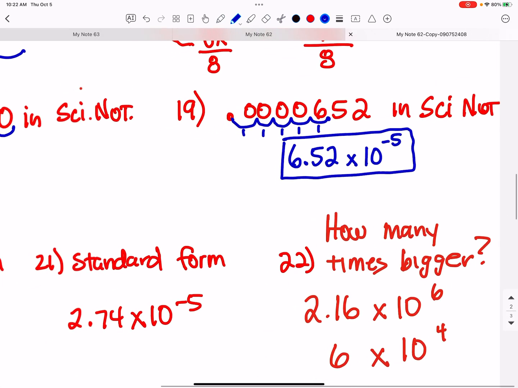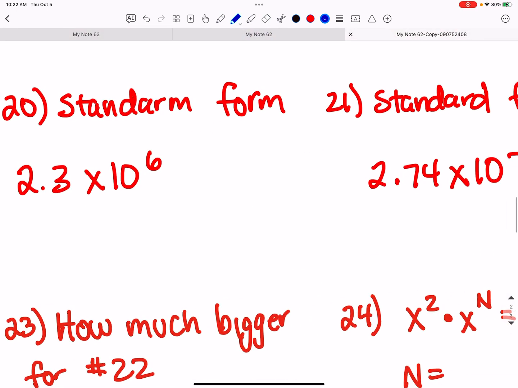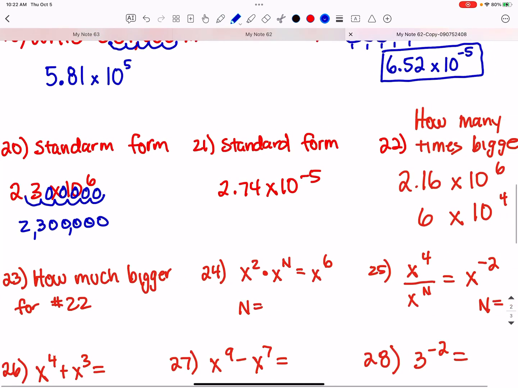And remember, the first number has to be between 1 and 10. All right, number 20. Write in standard form. Well, that's easy. We just move the decimal over 1, 2, 3, 4, 5, 6 times. That would be a 0 there, a 0 there, a 0 there, a 0 there, a 0 there. So there it is. What was that? 2, 3, and 5 zeros: 1, 2, 3, 4, 5, comma, comma. 2,300,000.